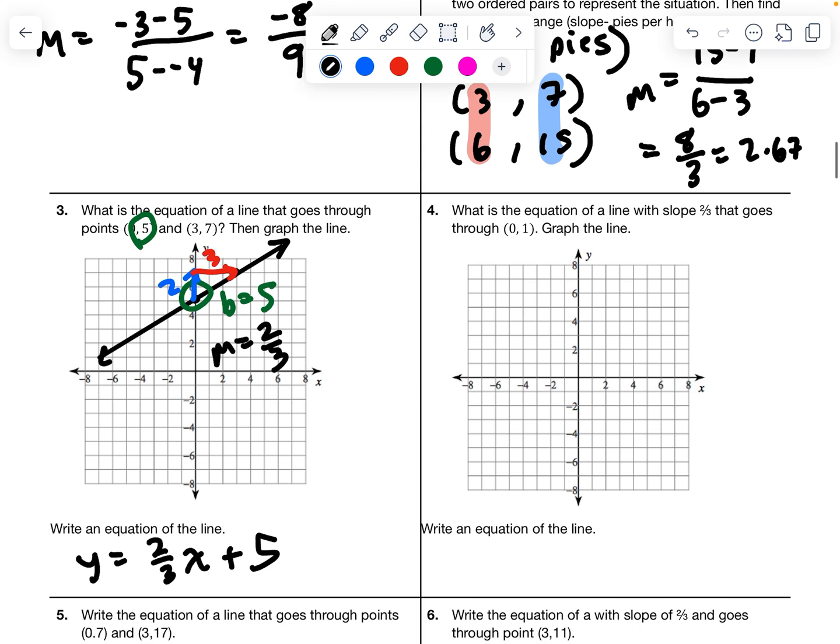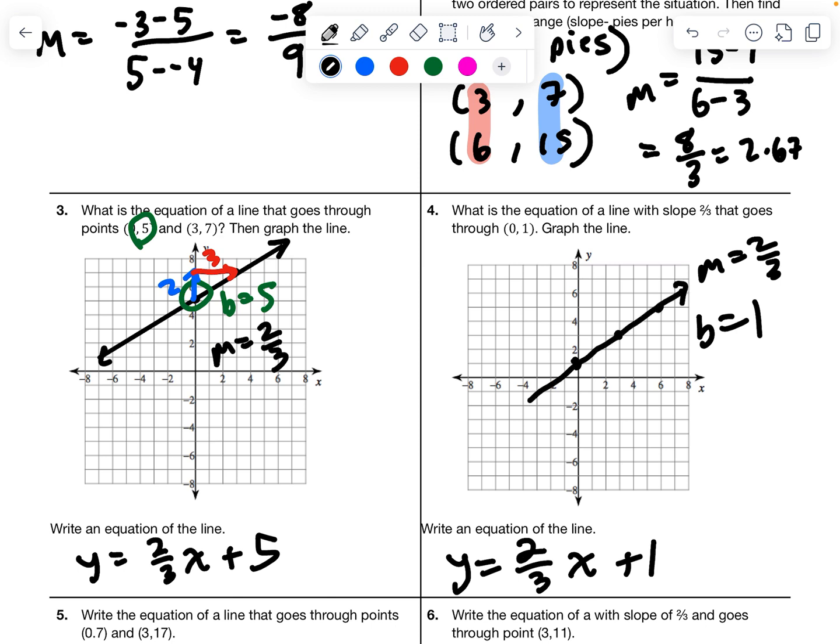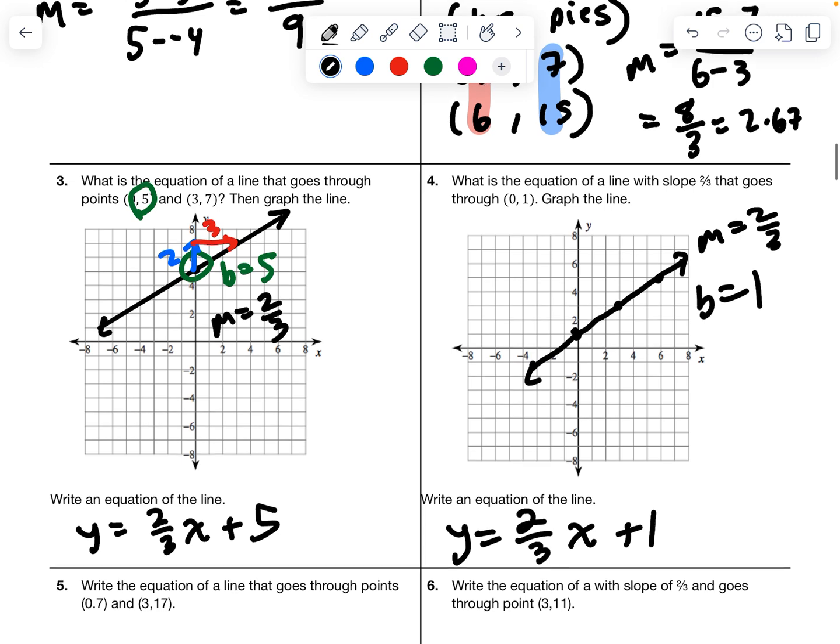Now this one's a little different. This one says, what is the equation of a line with slope 2/3 that goes through point (0, 1)? Well, that makes my b 1. So I can write my equation. I can begin with 1, and then I can do my slope triangle. I can go up 2 and right 3, up 2 and right 3. So I can graph it from that set of information just as easily.